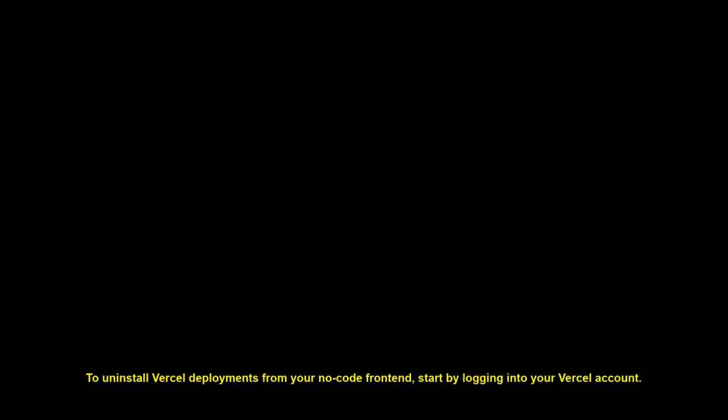To uninstall Vercel deployments from your no-code frontend, start by logging into your Vercel account. Once logged in, navigate to your dashboard. Locate the project associated with the deployment you want to uninstall. Click on the project to open its overview page.